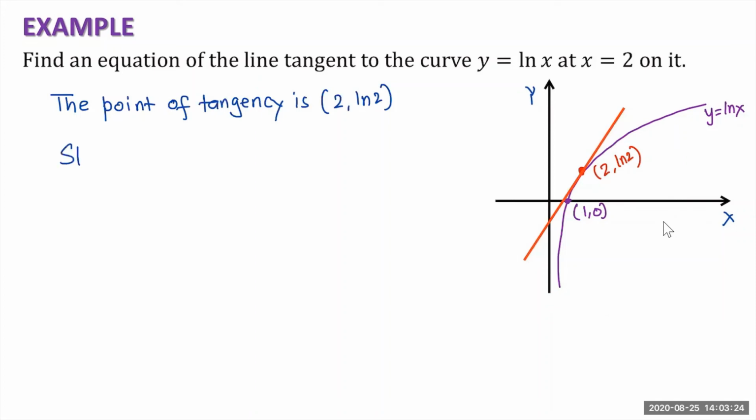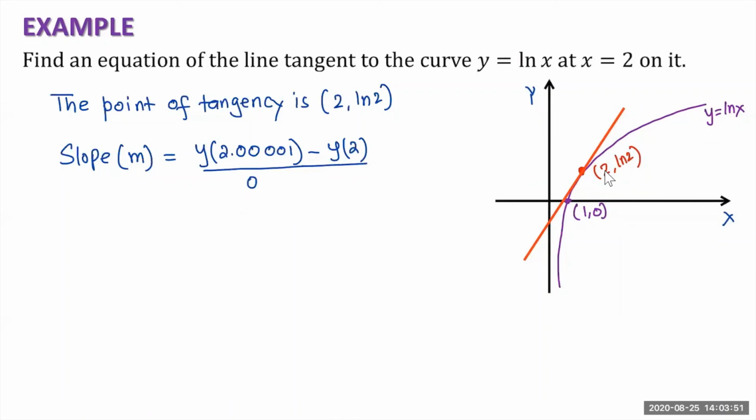So the slope of the tangent line, slope m, is the instantaneous velocity, which is f of a plus h minus f of a, divided by h. Because our function is y, this is my a, which is 2. So 2 plus h will be 2.00001, minus f of a, that is f of 2, divided by your h, which is 0.00001. So we are going to use the calculator and simplify this one.